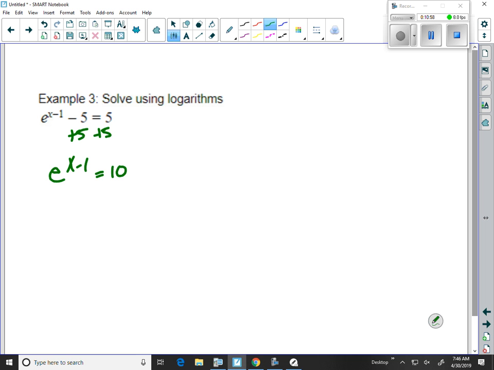When we're dealing with e, what do you think is going to change about our process? It's going to be the natural log. We're going to ln both sides. So instead of log both sides, we're going to ln both sides. Same process. I can bring my exponent outside. It has addition or subtraction in it, so you're going to put that x minus 1 in parentheses.